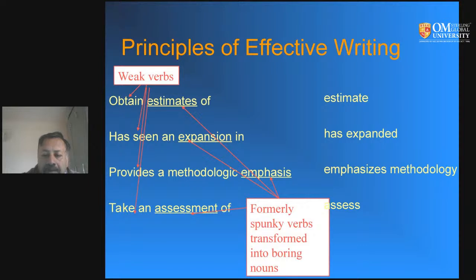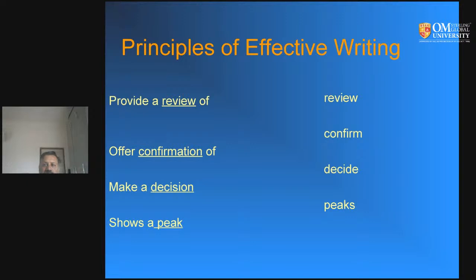So here you are converting formerly spunky verbs transformed into boring nouns. Next please. "To provide a review of": simply "review." "Offer confirmation of": "confirm." "Make a decision": "decide," simply one verb. "Shows a peak": "peaks." Next.